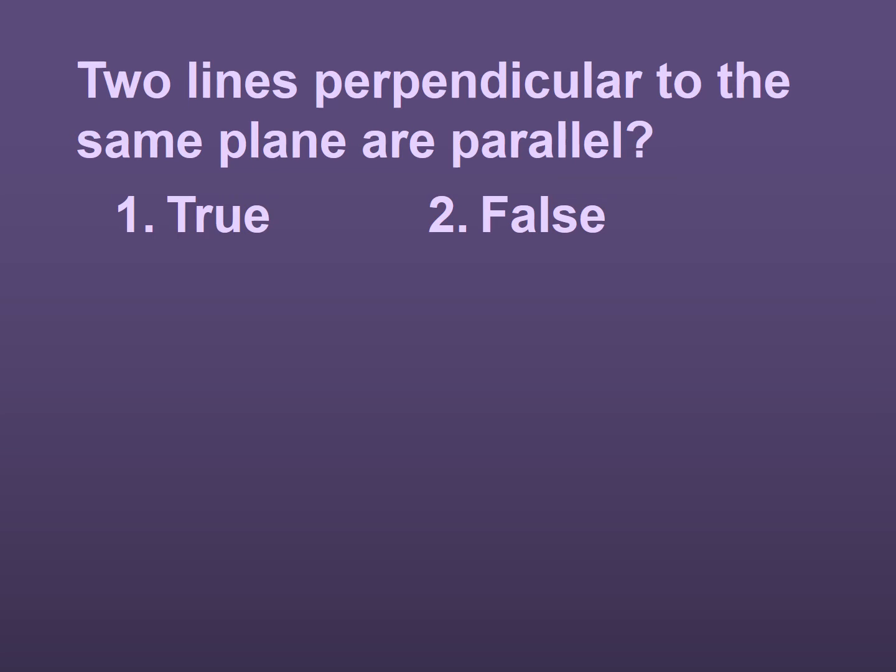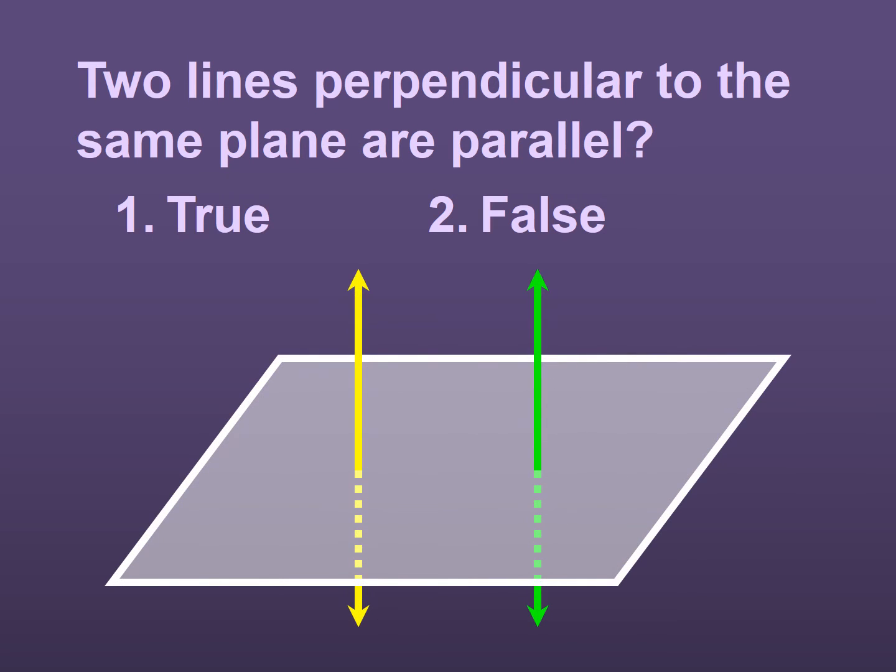Next statement, it says two lines perpendicular to the same plane are parallel. So these two lines are perpendicular to the same plane, and look how they are parallel. That's the only way that they could both be going at 90 degrees. So this would be true. So this is different. Two planes that are perpendicular to the same plane do not have to be parallel, but two lines that are perpendicular to the same plane are parallel.